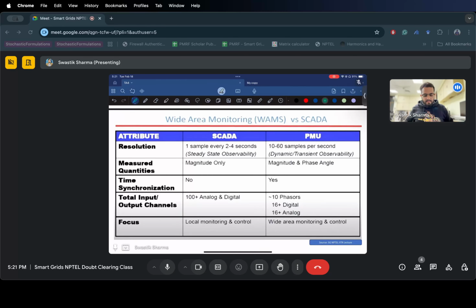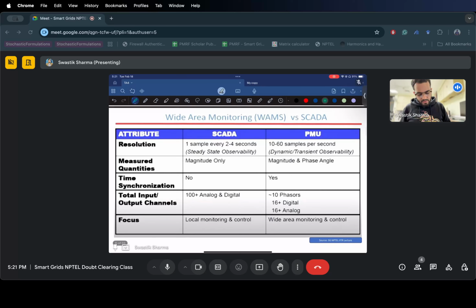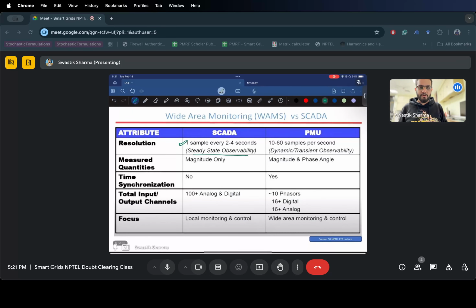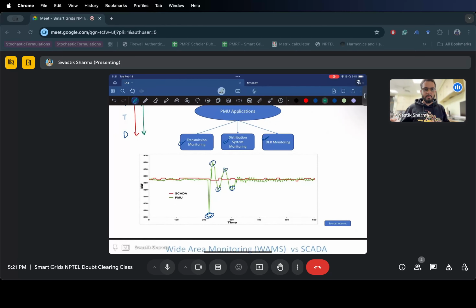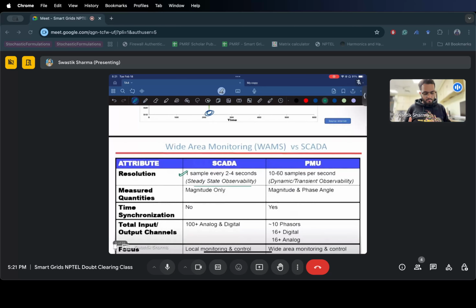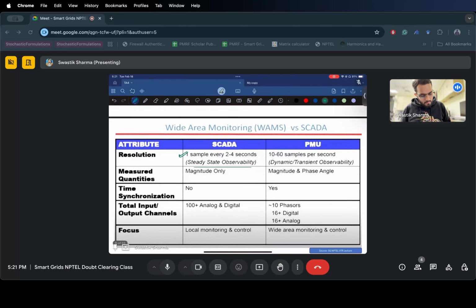So this is something that I got from the slides. As you can see, for SCADA you have one sample every 2 to 4 seconds. That is why it is called steady state observability, as I was saying till now, because you only know the steady state of the system, not the transients, what's happening between microseconds or milliseconds. While because you have 10 to 60 samples per second with PMUs, you can have dynamic or transient observability. You can know how the dynamics of the system are changing or behaving.